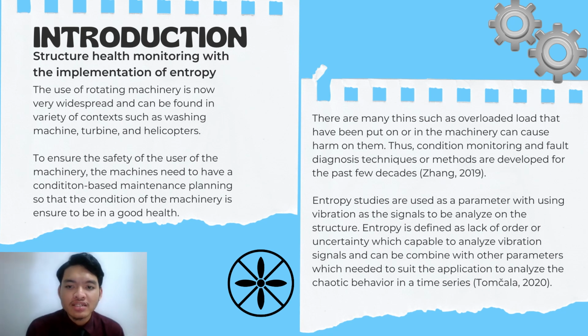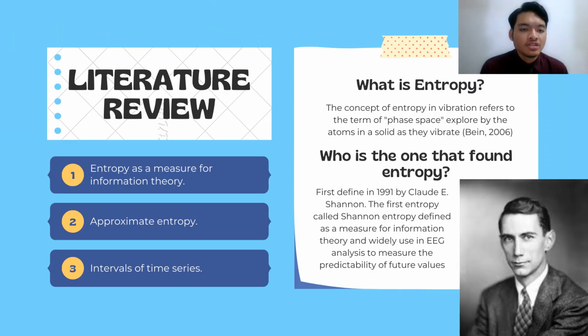Entropy is defined as lack of order or uncertainty which is capable to analyze vibration signals and can be combined with other parameters which need to suit the application to analyze the chaotic behavior in a time series, in a series of data. For the literature review, I will explain to you about entropy as a measure for information theory, approximate entropy, and also the intervals of time series.